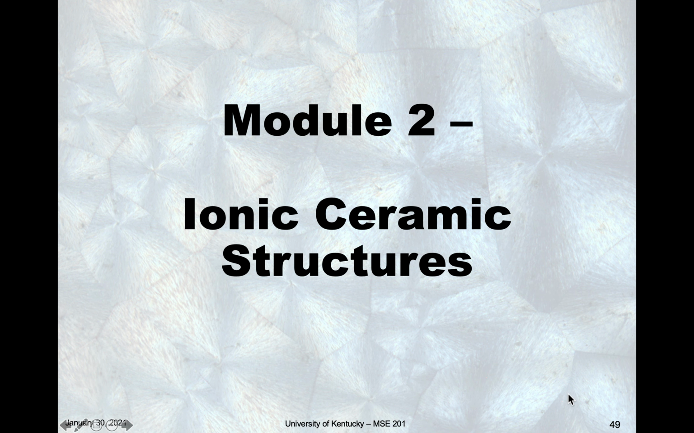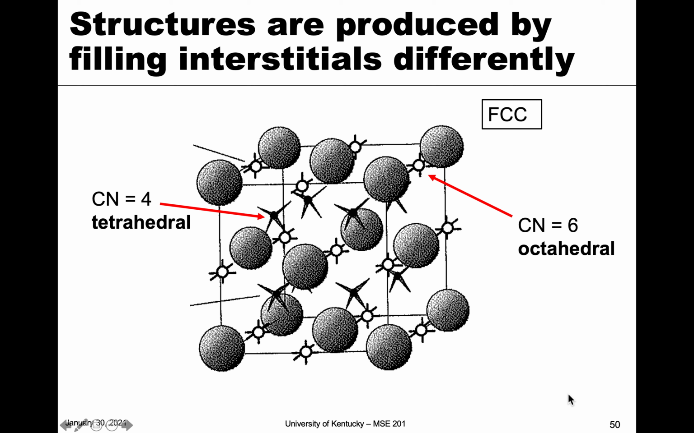All right, so let's now get into the formation of these ionic ceramic structures. Like I said, we start with an anion arrangement of a close packed, so in this case FCC, and then we fill the interstitial sites. So this diagram here shows you FCC, so cubic, and it's close packed.